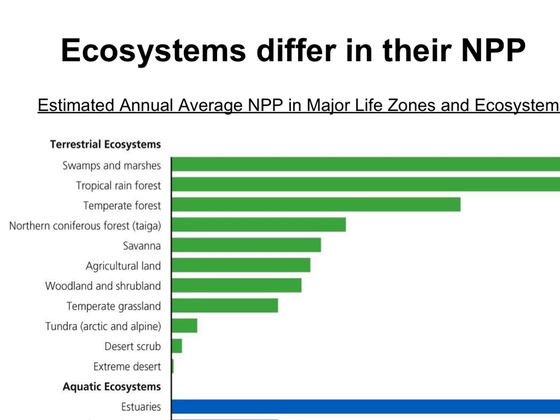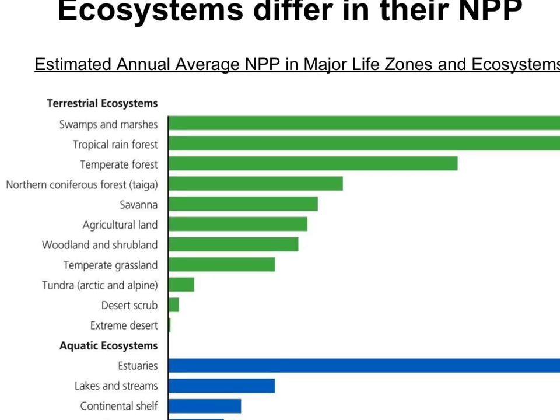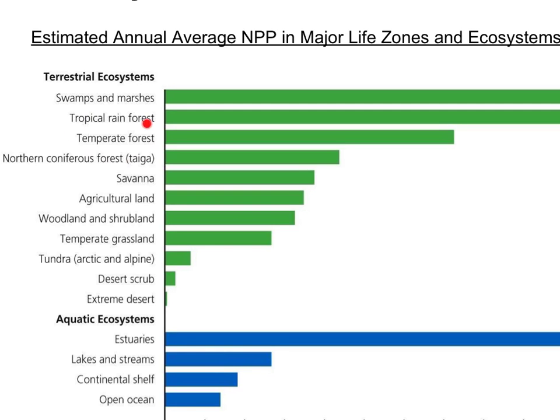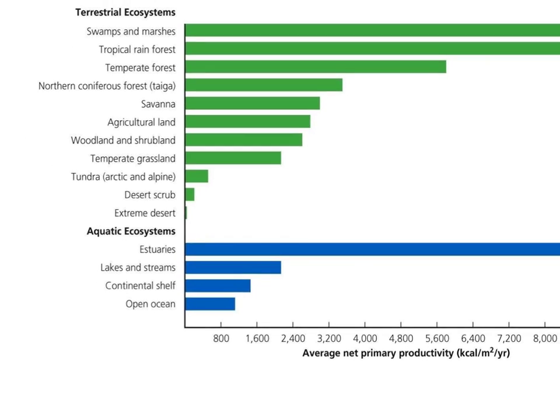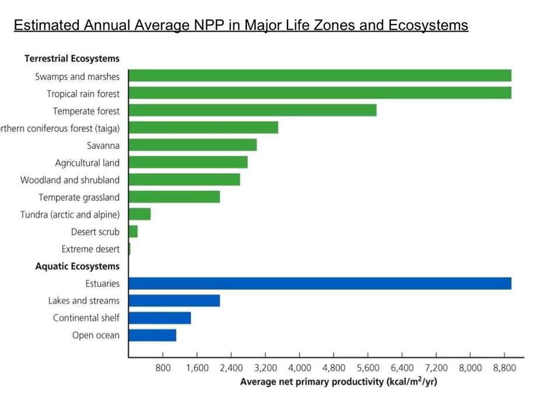Second down on the list are tropical rainforests. So this should come as no surprise to us. All right, and then we have temperate forests. These are the forests that are in upstate New York, right? All you have to do is take a walk through the Adirondacks and the woods there, and you'll see quite a lot going on. All right, let's go to aquatic ecosystems.